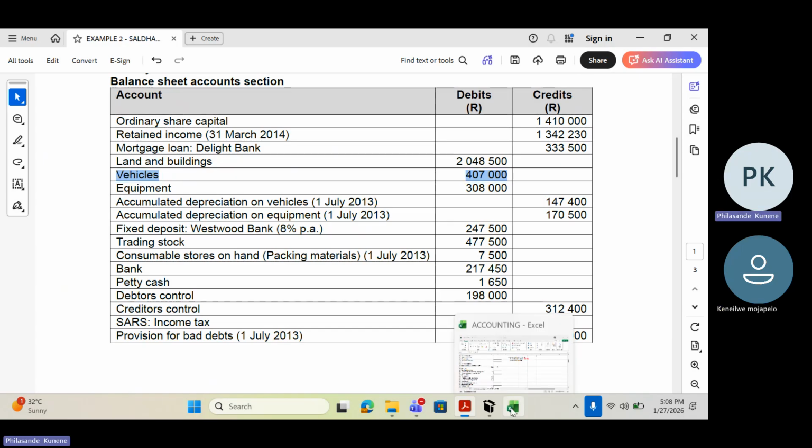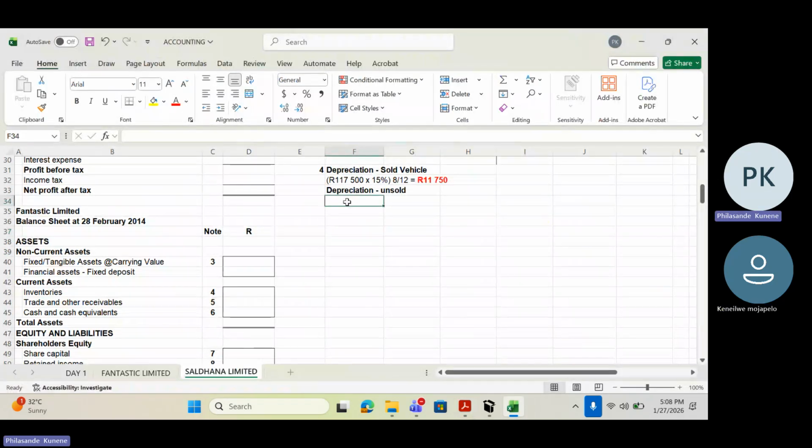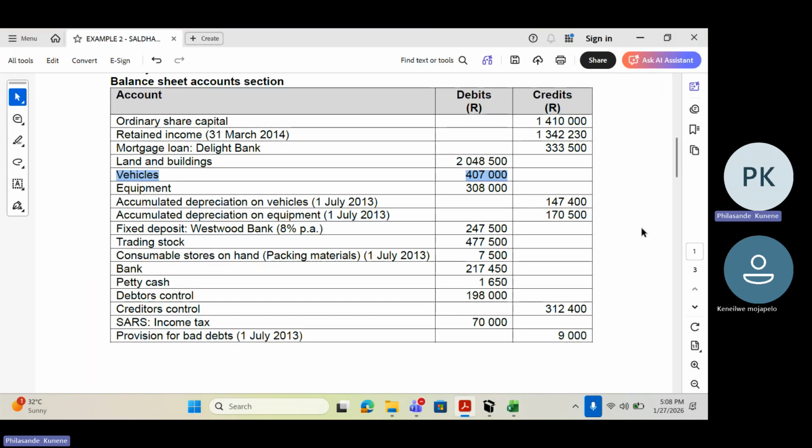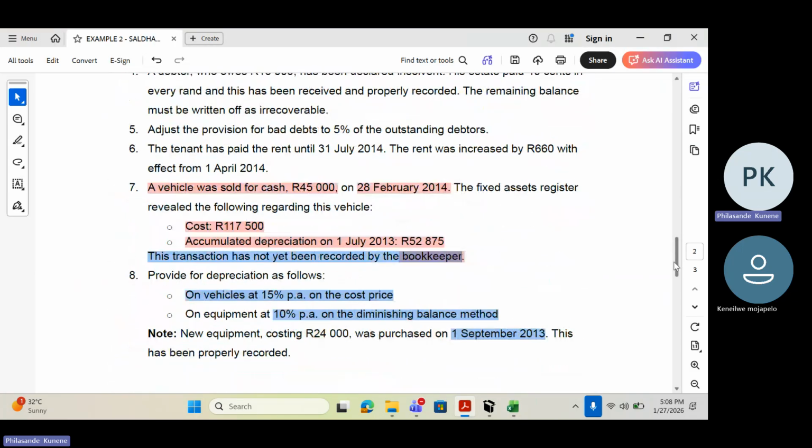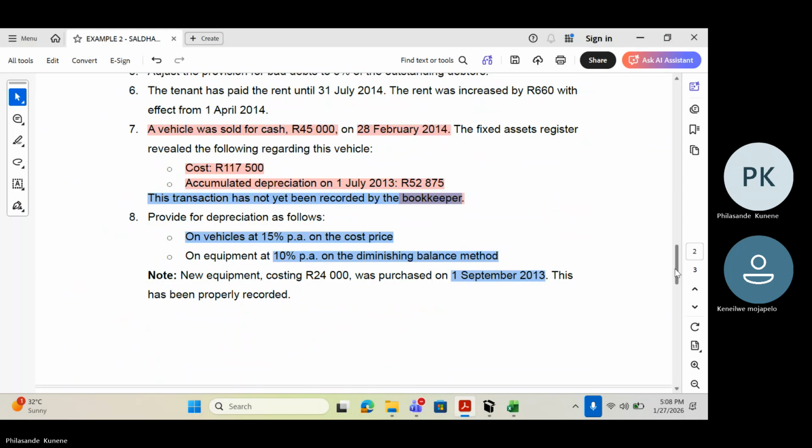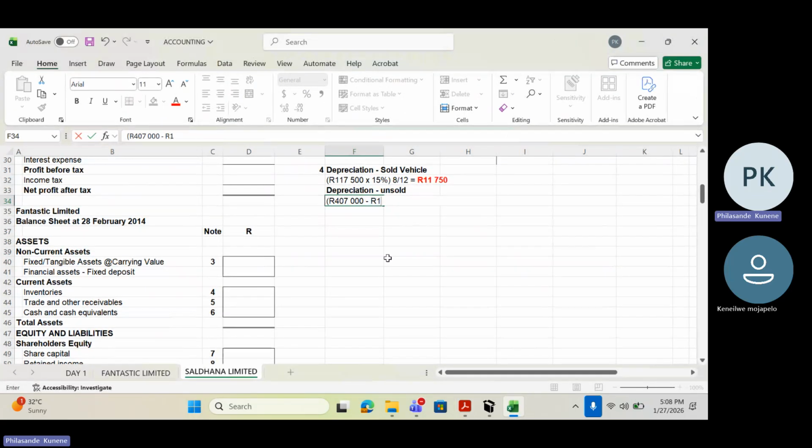Yes, very good. So which means now we're going to say 407,000 minus the cost of the sold vehicle, right? How much is the cost of the sold vehicle from our transactions? 117,500. Exactly, 117,500. So I'm going to say minus 117,500, and how much are we getting?